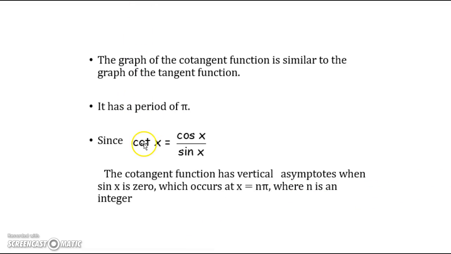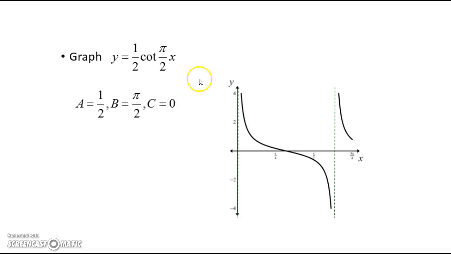Now remember, cotangent is defined to be cosine over sine. So we can find those values very easily. If we want to graph transformations on the cotangent function, here we would have what would be equivalent to amplitude. So this is actually going to compress the outputs of the cotangent function. This is going to affect the period from the parent cotangent function.